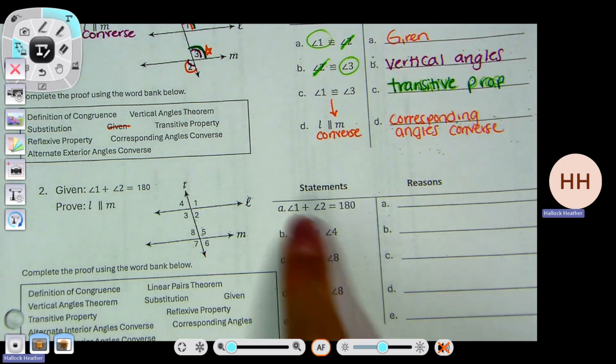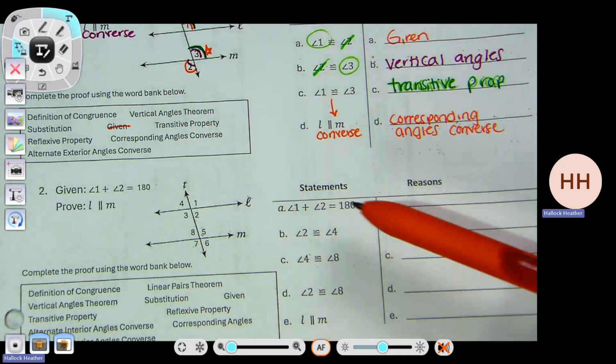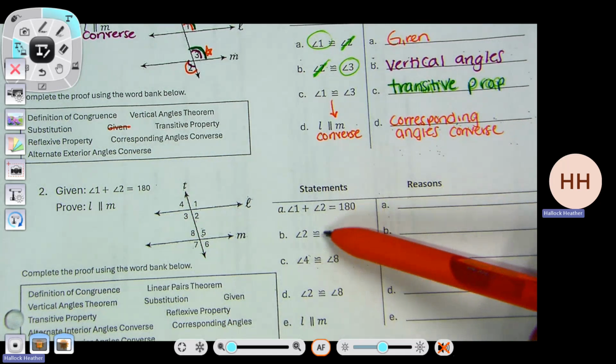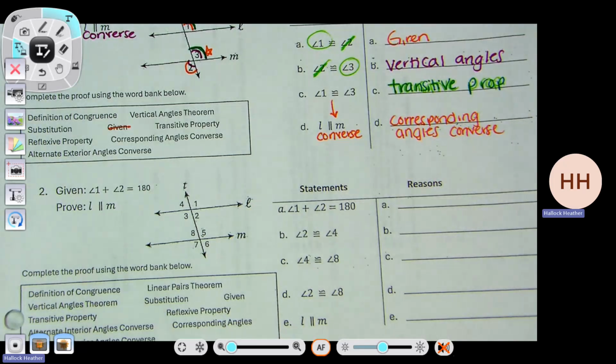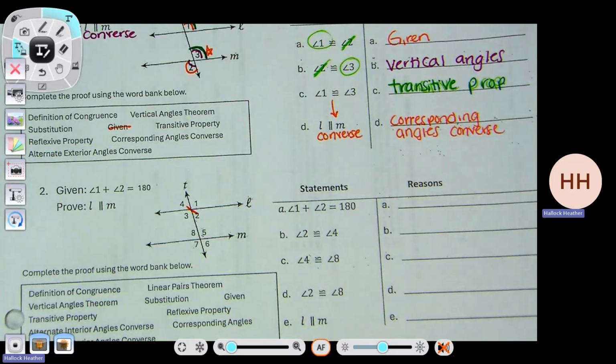Yeah, but that's an equation, and this is a congruency symbol. If it said 2 equals 4, and then it said 2 is congruent to 4, that's definition of congruence, but it's not the same thing. So look at your picture, 2 and 4. What kind of angles are they? Try your proof.